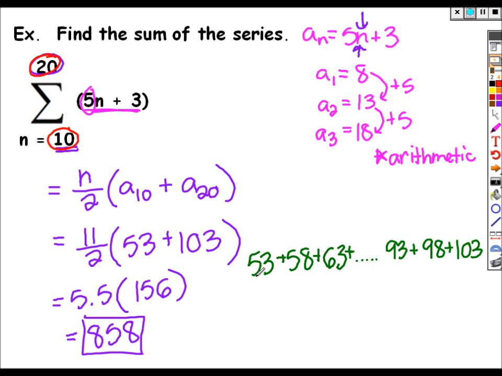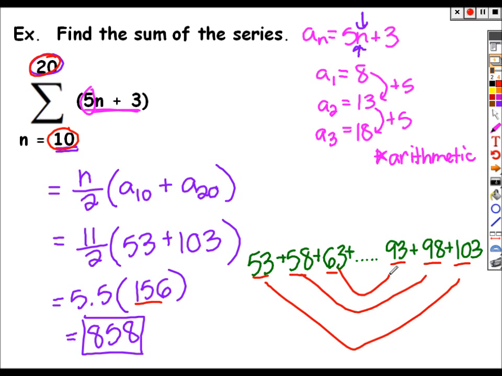Now don't memorize what's happening. Think about it. This is the 10th, 11th, 12th, and then from the other end, 20th, 19th, 18th term. I'm pairing these off. All of these pairs should add to 156. There should be 5 complete pairs that add to 156. The middle number, or the 15th term, which actually doesn't have a pair, would be half of 156, or 78. So I have 5.5 pairs that add to 156, giving me my total sum.